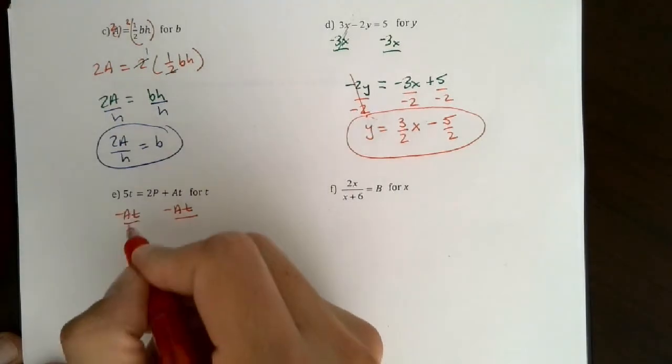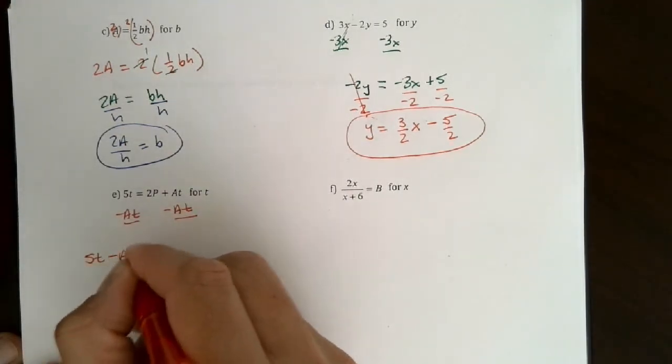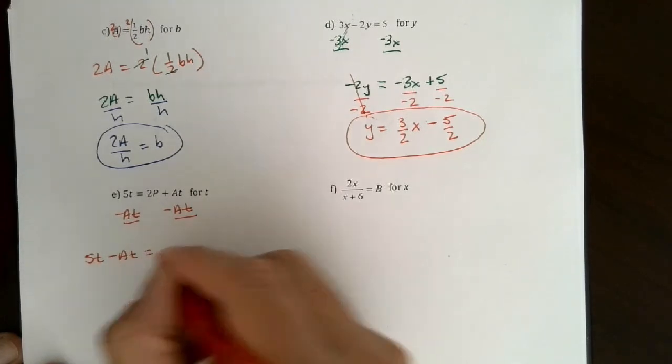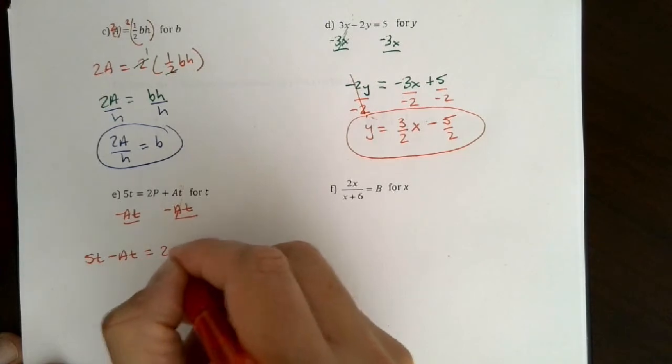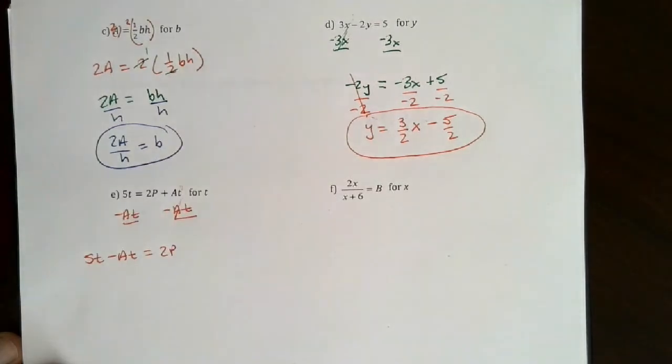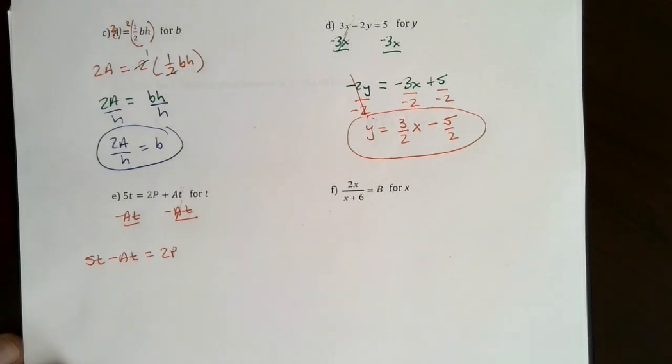So I have 5t minus at. You can't combine those, so I'm going to write it as 5t minus at. And it's equal to, these cancel out, so it's just equal to 2p. So I've got my t's together on one side. That's the first part of the goal. The second part of this is really what we use our factoring for. If you have both of these terms that have a common factor of t in it, you can factor t out. In other words, like you're factoring out a GCF.